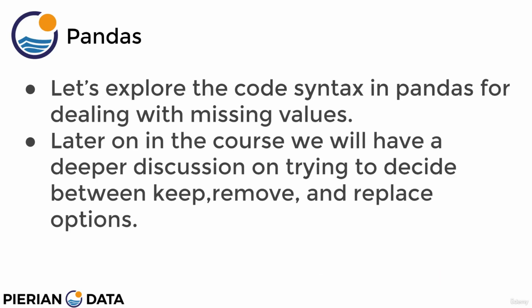Okay, so what we're going to do in part 2 is explore the code syntax in Pandas for dealing with missing values. And later on in the course, when we talk about feature engineering, especially as part of a larger machine learning project, we're going to have a deeper discussion on trying to decide between keeping, removing, and replacing options for a real data set. So just keep that in mind. We're really going to talk about the mechanics of how to do these options with Pandas. Later on, we'll actually show you a real-world discussion on what option we should choose. So I'll see you in part 2, where we actually head to the Jupyter Notebook.